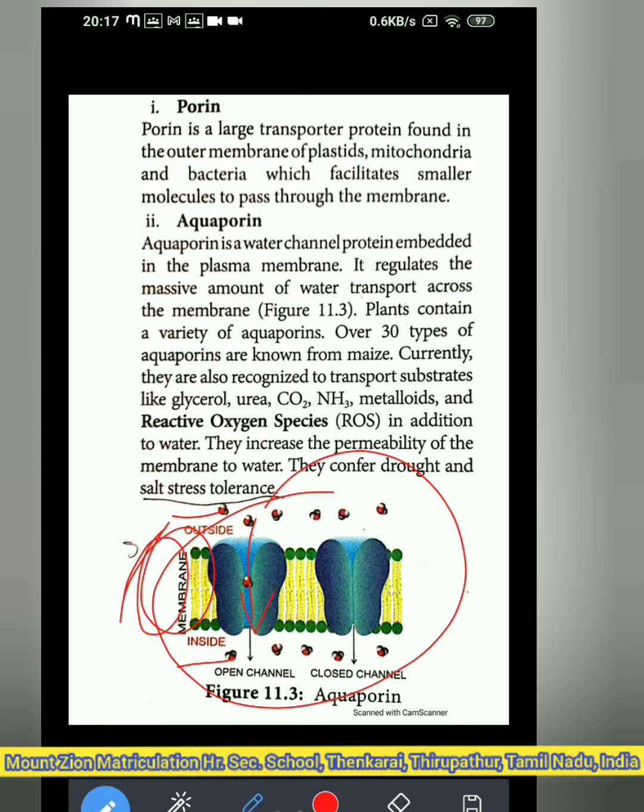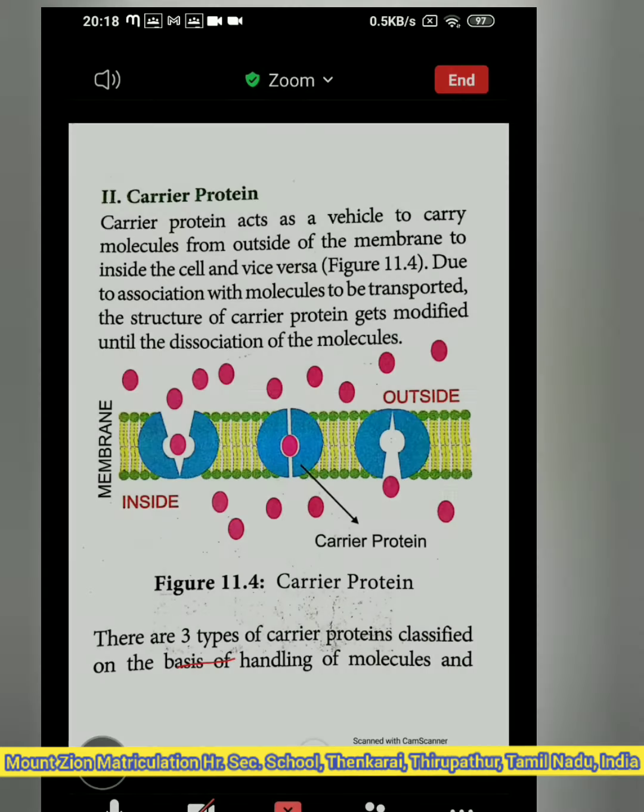Plants contain varieties of aquaporin. For example, in maize, 30 types of aquaporin are found, and they are currently recognized to transport substrates. What are the substrates? Glycerol, urea, carbon dioxide, ammonia, metalloids and reactive oxygen species, in addition to water, can move through a plasma membrane. They increase the permeability of the membrane to water, and they confer drought and salt stress tolerance. Salt stress tolerance is nothing but salinity tolerance.